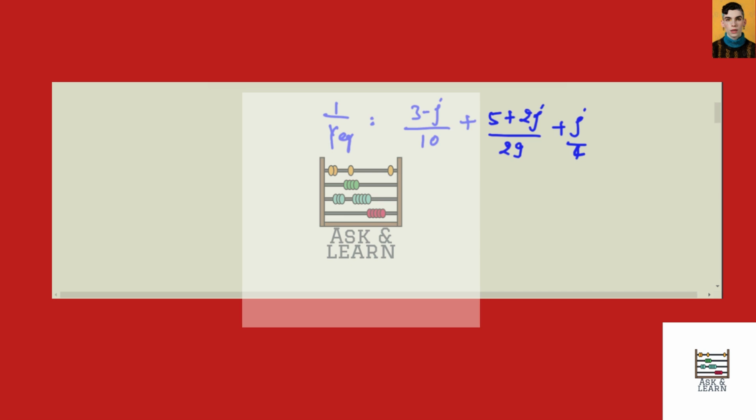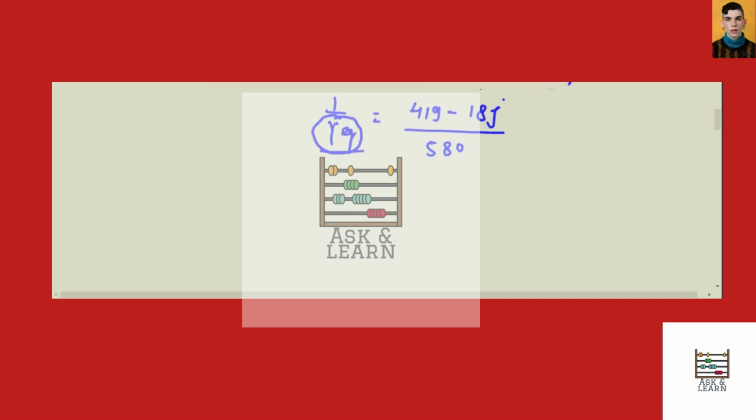After simplification, by taking the LCM of the denominators and doing further calculation, you will get 1 upon Y equivalent as (419 minus 18J) by 580. This is the value of 1 by Y equivalent, and we are interested in the Y equivalent, so just reverse it.